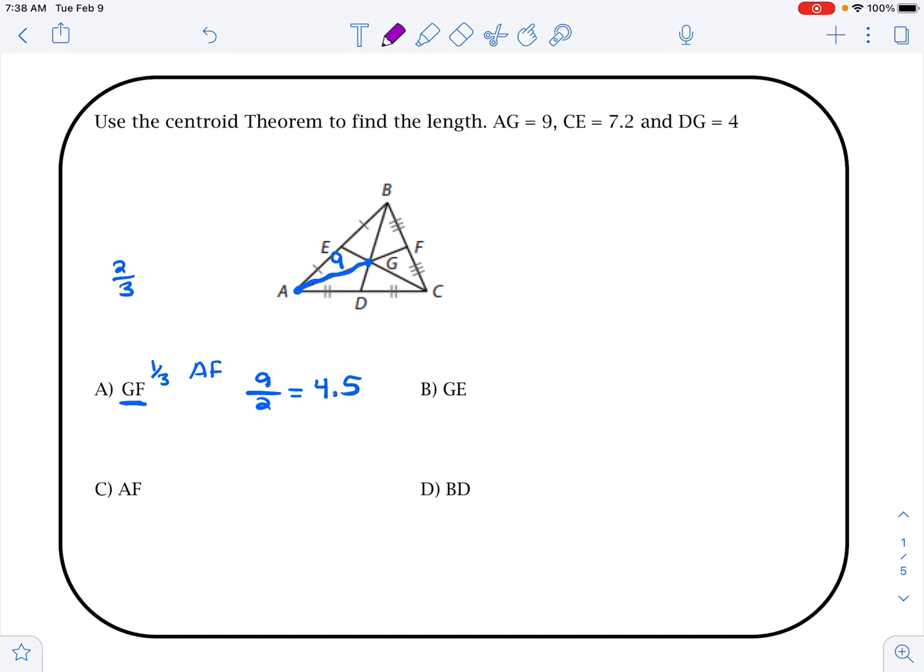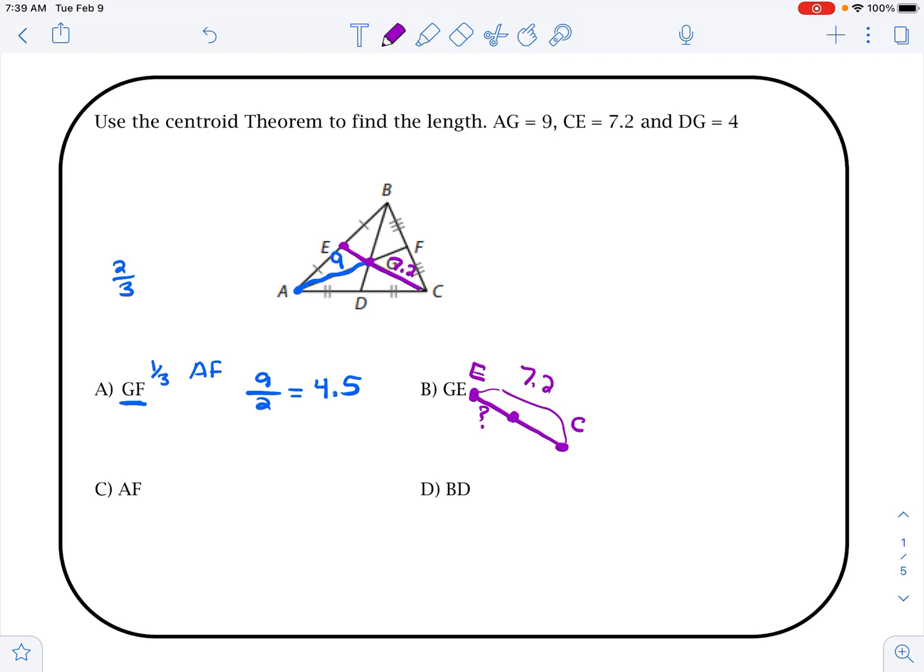If I go to the next one, it says we want to find GE. Given C to E, from C all the way to E, we know that this entire line is 7.2. And now what we want to find is just this little part from G to E. If I were to draw that whole line from C to E, it looks like this. So C to E is this much, and we know that that entire distance is 7.2. And what we want to find is G to E. We want to know this part.